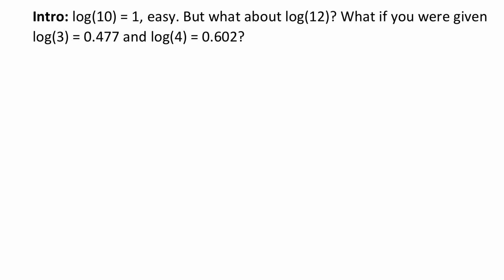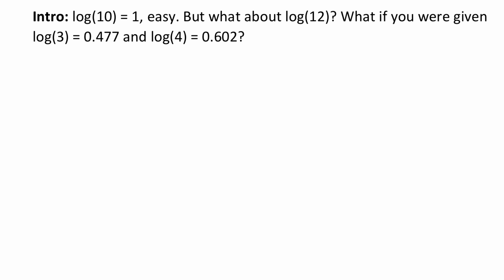But what if we were given log of 3 and log of 4? Like, suppose that we already had these numbers. Don't worry too much about where they come from right now, but suppose someone gave you log 3 as this gross decimal and log 4 as this gross decimal. Could you find a way to combine those to create log 12?